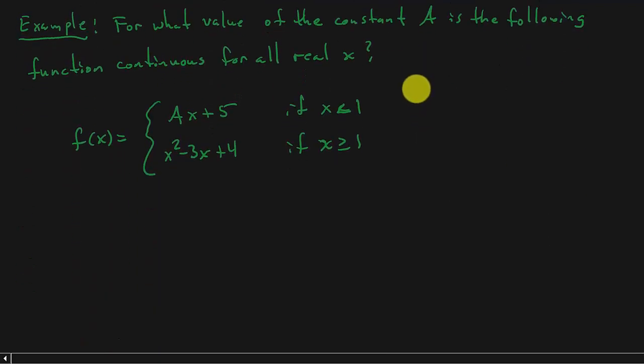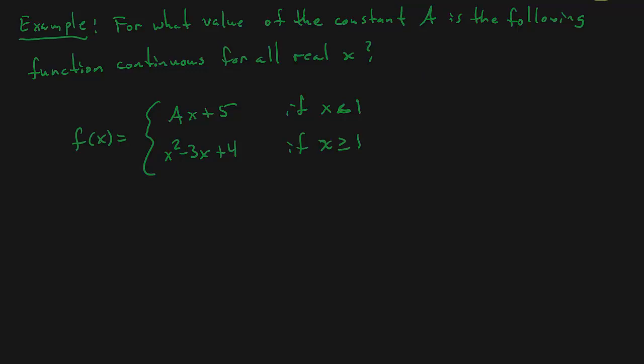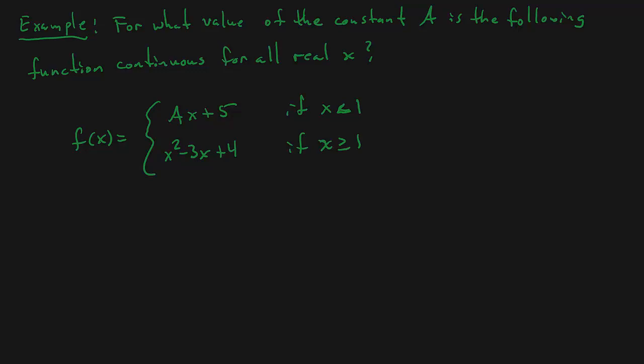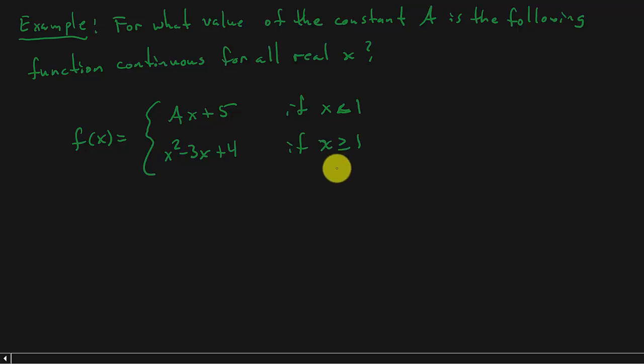All right. So let's look at this one. It says, for what value of the constant a is the following function continuous for all real x? All right, so how are we going to go about working this? If we look at this, it's defined at 1 because if we take the 1 and plug it into here, we're going to get an answer. A polynomial is continuous everywhere.